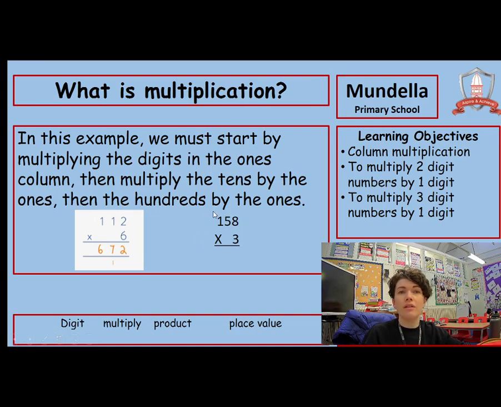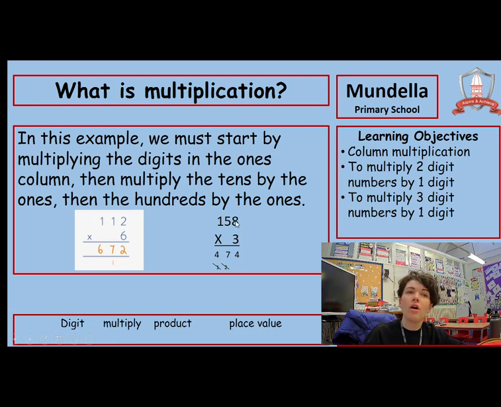I'd like you to have a go at doing this question now on the screen. 158 multiplied by 3. Pause the video now to have a go. The answer is now on your screen. Hopefully you all got 474. If not, don't worry, we're going to go through the method together.